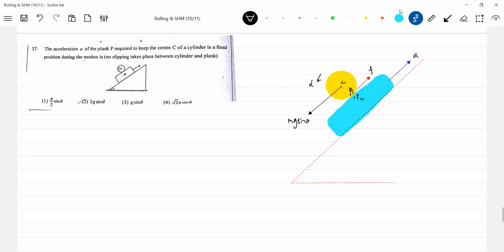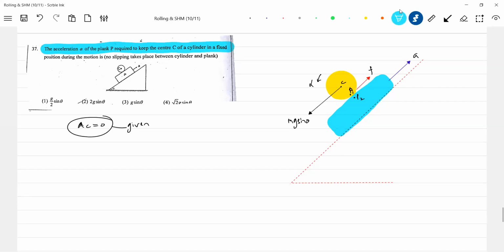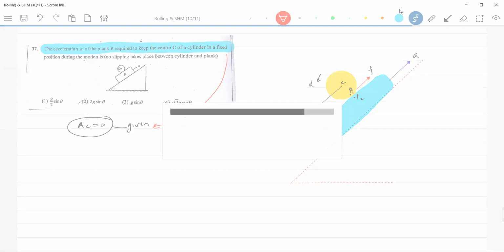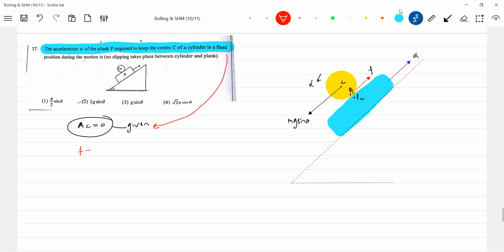To keep the center C of the cylinder in a fixed position, what should be the acceleration of C? It must be 0. That is given, no? So because of that, I'm writing this condition. If the acceleration of point C is 0, then F should be equal to mg sin theta. F into R should be equal to mR squared by 2 into alpha.